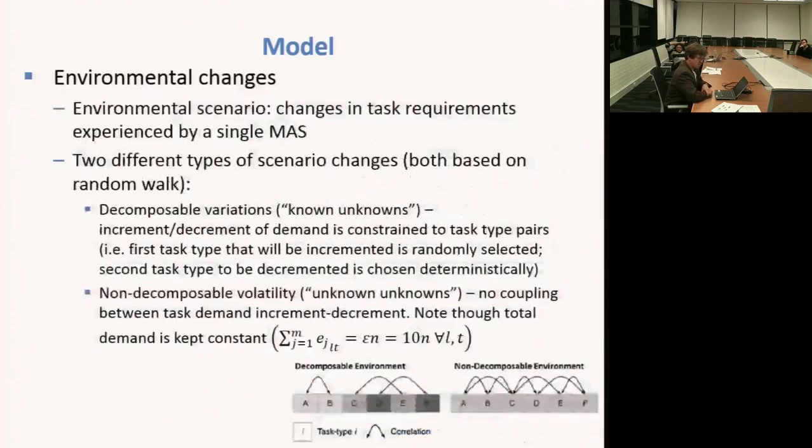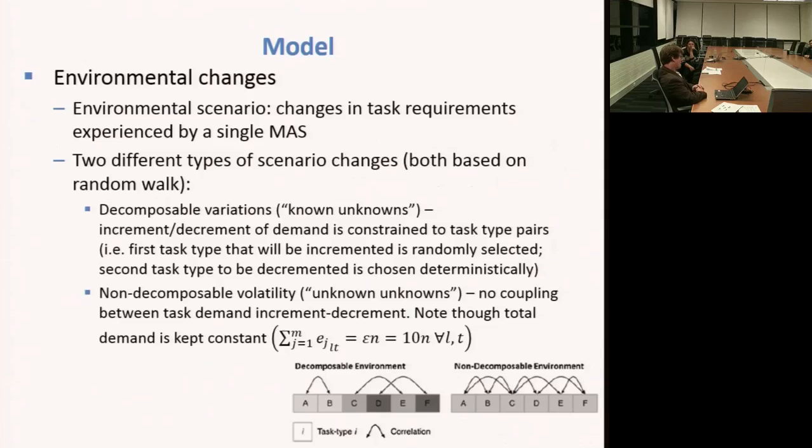Now, the environment we change. Why do we do this? Because adaptability and robustness actually, as I will mention in a moment, relate to uncertainty and change. So we have a particular way of changing the environment or demands, pretty much variations in tasks and task demand.